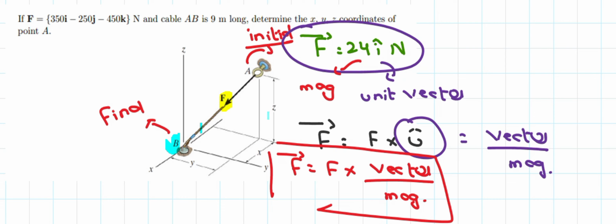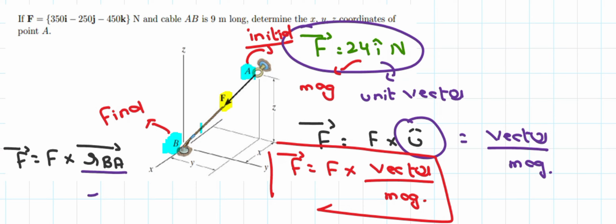In the diagram, the force is acting towards point B. So the unit vector in this case is the position vector directed from point A towards point B. In a professional way, this could be written as vectorial force equal to magnitude of force into the unit vector, which is r_BA. Why r_BA? Because B is the final point and A is the initial point. But how could we know? Because the head of this force is directed towards the point B. That's why B is the final point and A is the initial point.